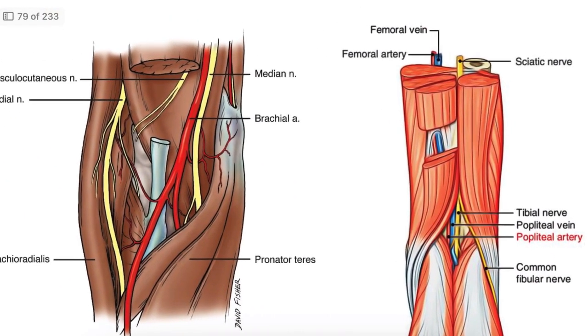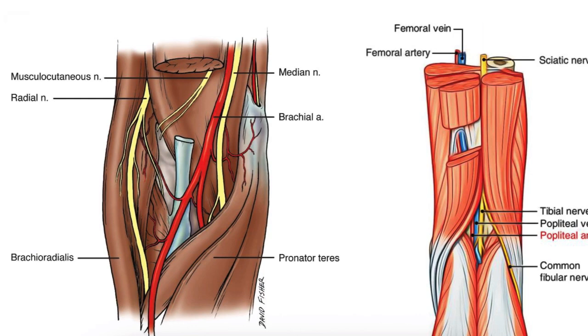Next one, this is the elbow, or you can call it the cubital fossa. Here you can see the median nerve. This is the median nerve. I am highlighting this. This is the median nerve and brachial artery.